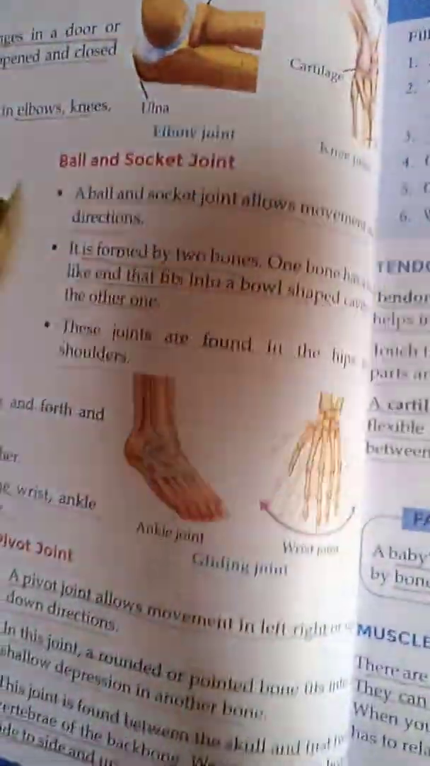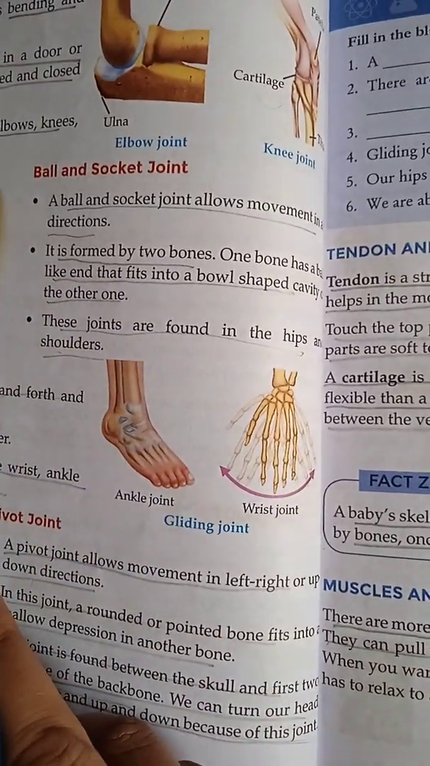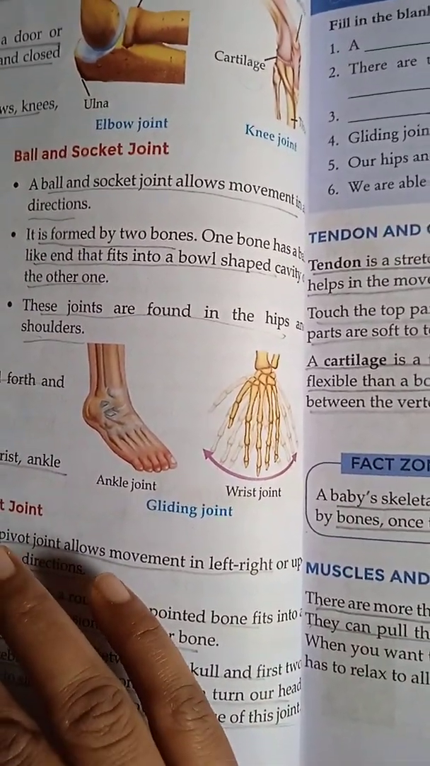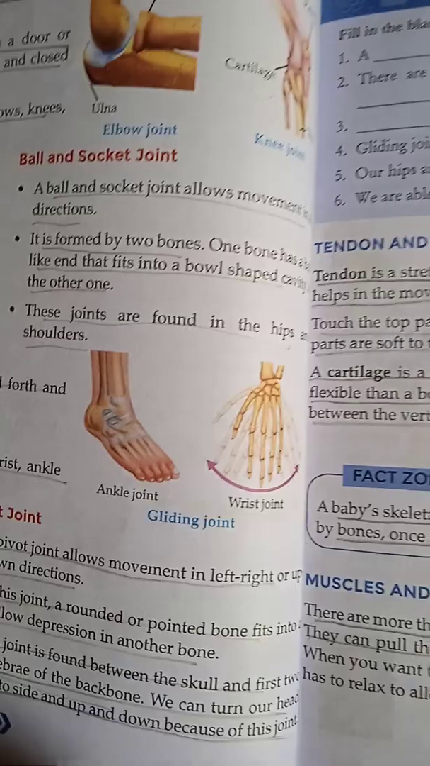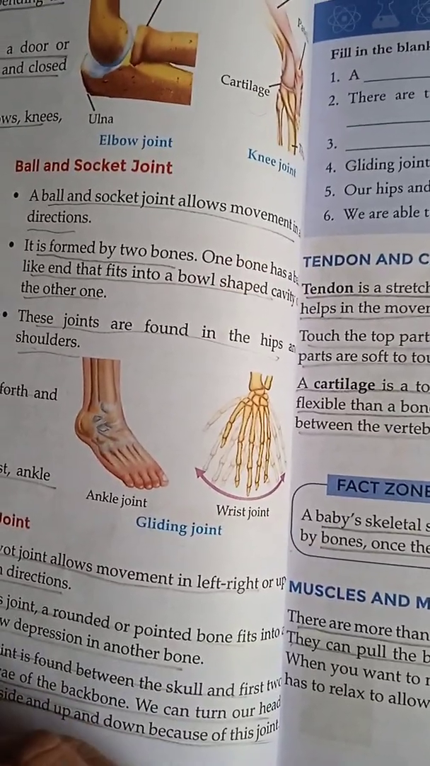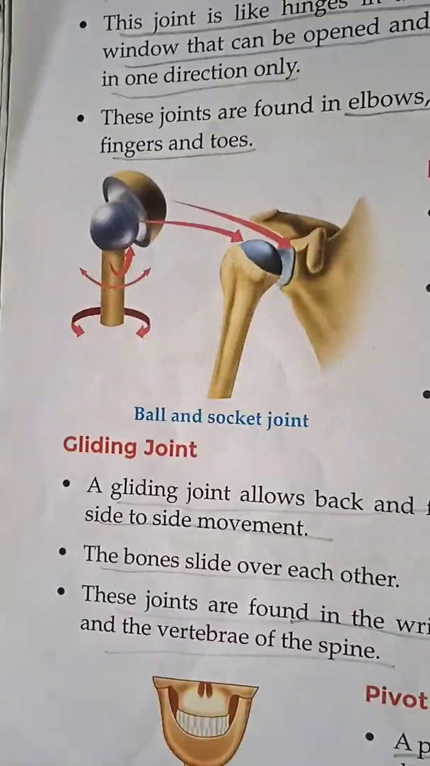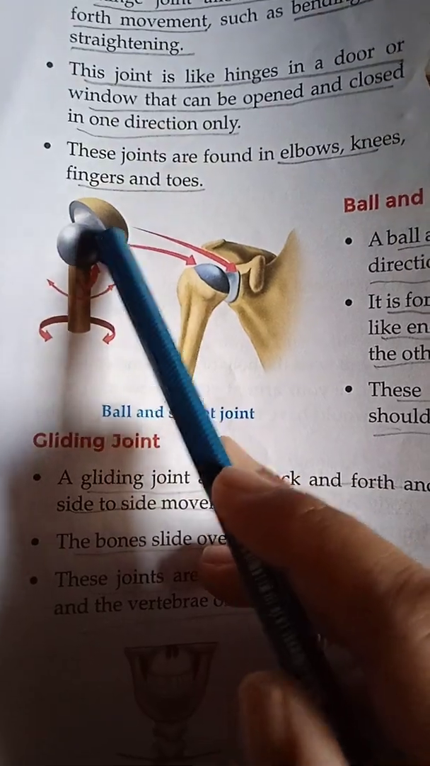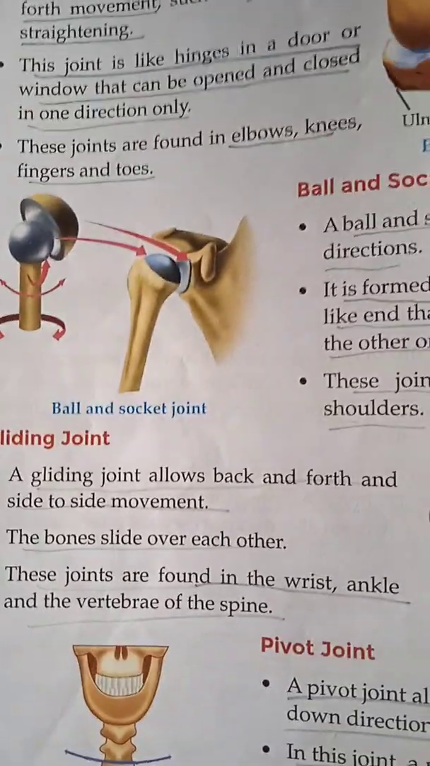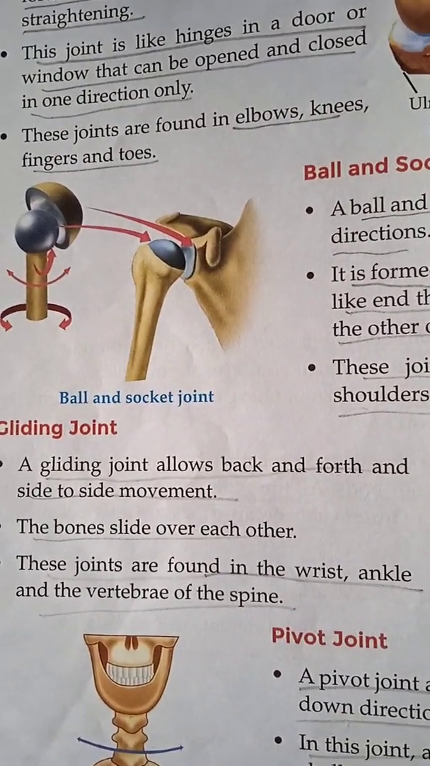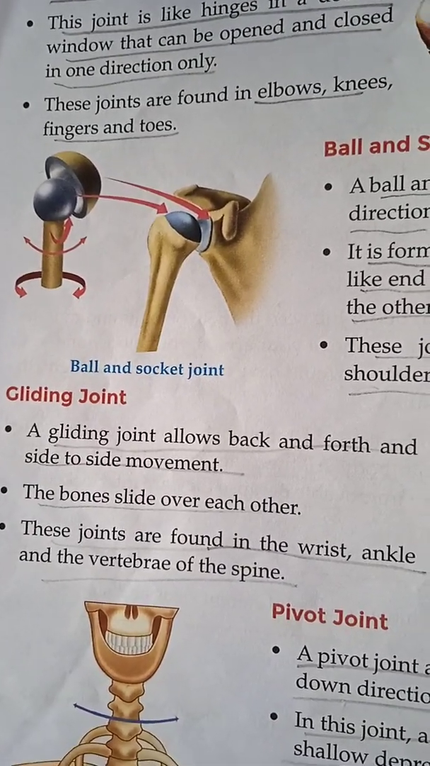Now ball and socket joints. They allow our movement in all directions. They are formed by two bones, and one bone has an end with a ball-like shape that can fit into the other bone. It is found in the hip and the shoulder. As you can see, this is the ball-like shape, and this is another bone. The ball-like shape gets fixed into the other bone. That is why it is known as a ball and socket joint. Because of this joint, we can move that part of our body in all directions.